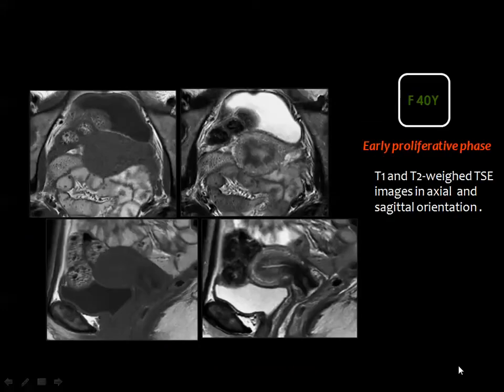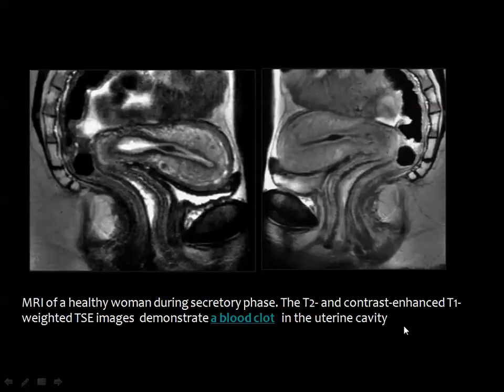And in order to see the value of T2 weighted imaging, you can look at the same images in the T1 weighted image. In the T1 weighted image, you see the shadow of the uterus, and you cannot identify the zonal anatomy. But in the T2 weighted images, in the axial and the sagittal plane, you can see the zonal anatomy, you can see the endometrial cavity, and you can differentiate between the junctional zone and the myometrium.